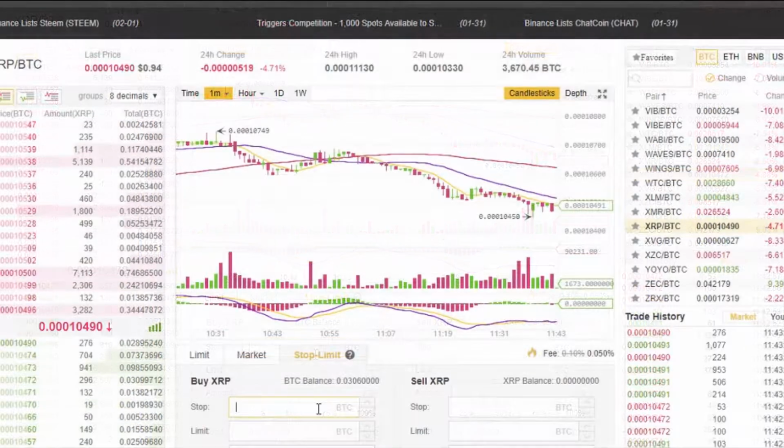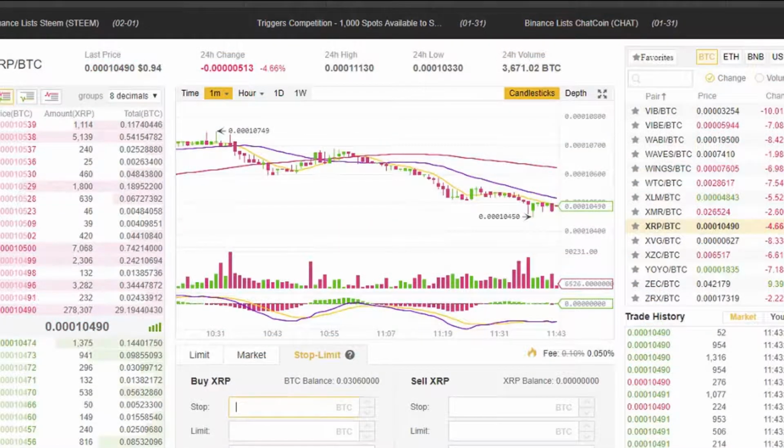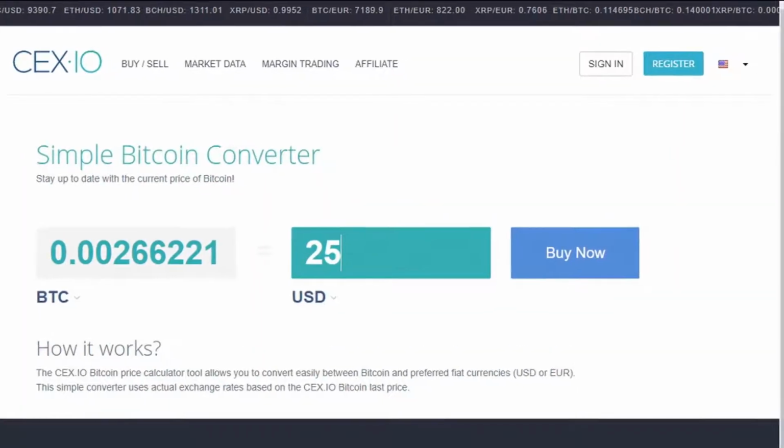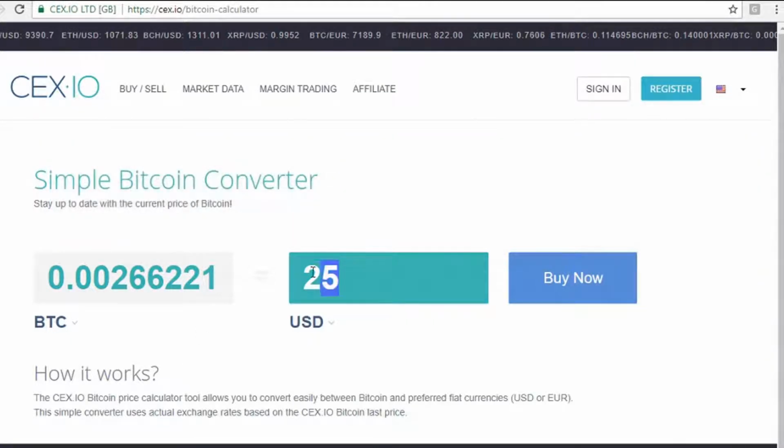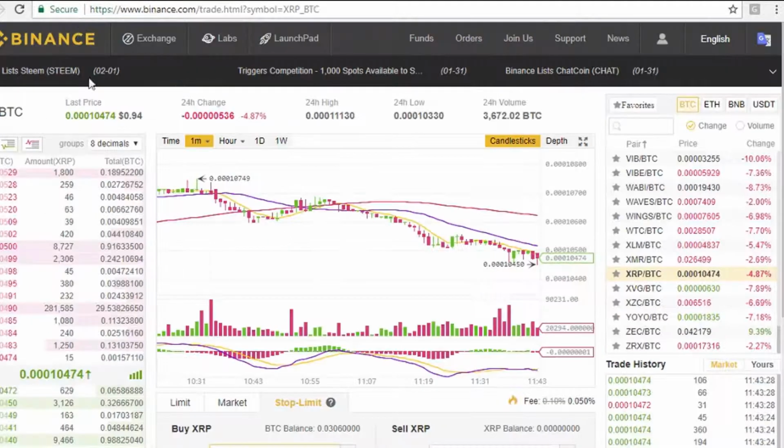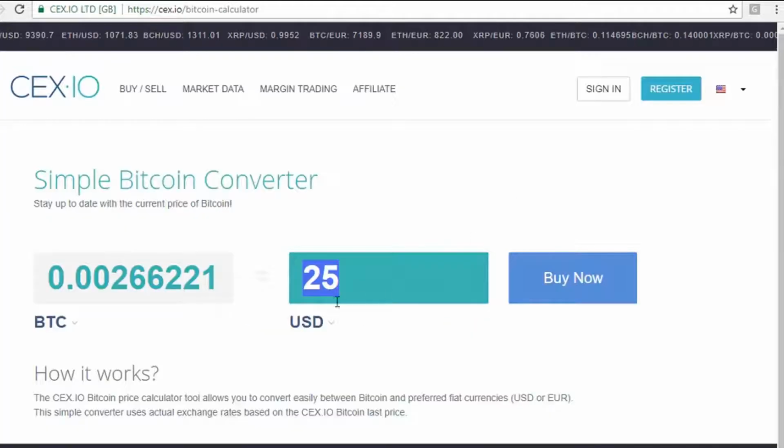What would that equal? Let's go over to this calculator. Here, by the way, is where that calculator is. Here's the URL for you. That's cex.io/Bitcoin-calculator. So we saw just a minute ago that it's at 94 cents. So what's that equivalency in Bitcoin? So we put 0.94 and boom, there it is.